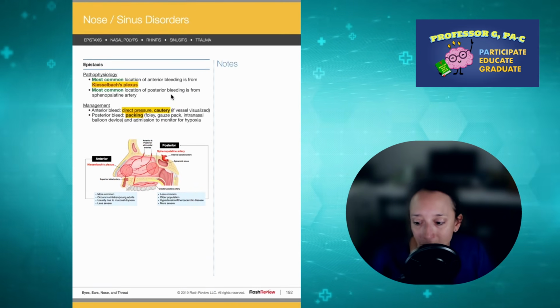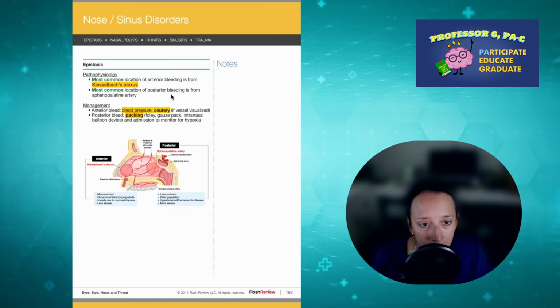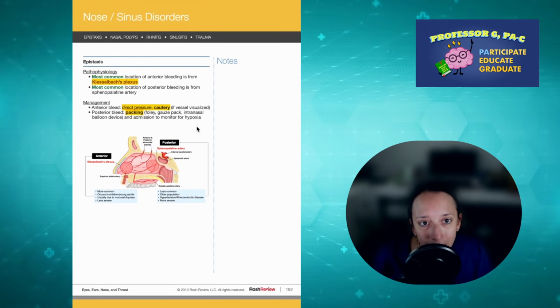All right, we finished the ears. That wasn't too bad. We did that in like 11 minutes. All right, we're making progress. Now let's go on to the nose.